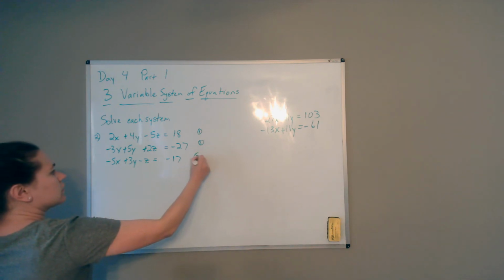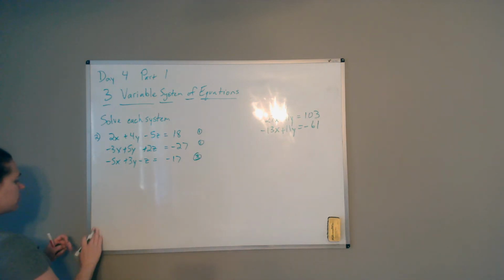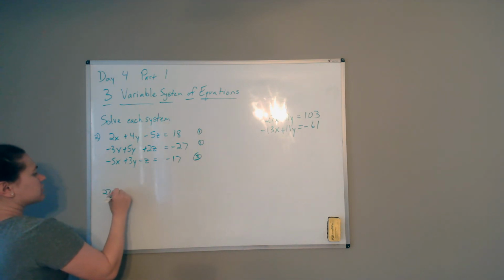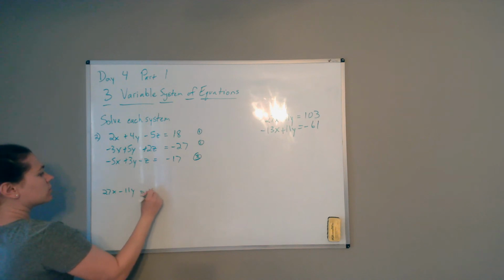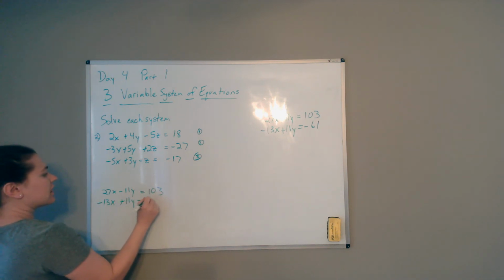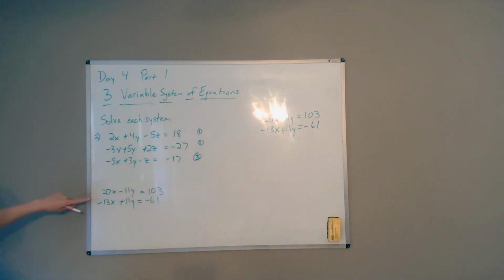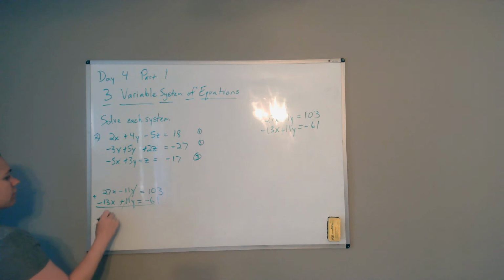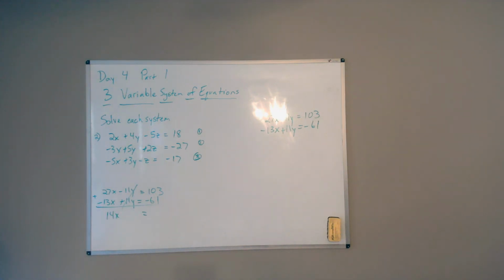So now, we take the 2. This should be right below where you put the asterisk. 27x minus 11y equals 103. Negative 13x plus 11y equals negative 61. You should be eliminating y first because x already has opposite coefficients. So if we just add these two together, we don't even have to multiply by anything. We're going to get 14x equals, and then we have 103 minus 61, which puts us at 42.